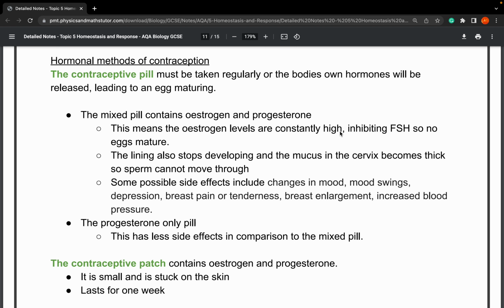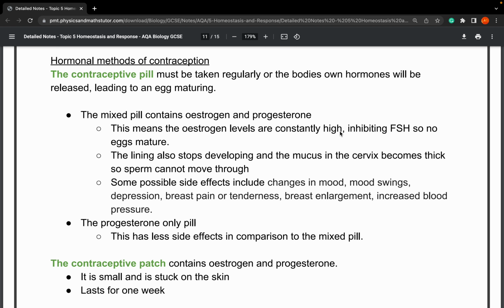This means estrogen levels are constantly high, inhibiting FSH, so no egg matures. See, FSH stimulation results in estrogen stimulation. If you're taking estrogen from outside, FSH won't stimulate. So only if FSH stimulates will the follicle form and the ovum form. So estrogen is maintained constant, which results in no FSH, no follicle, no ovum.